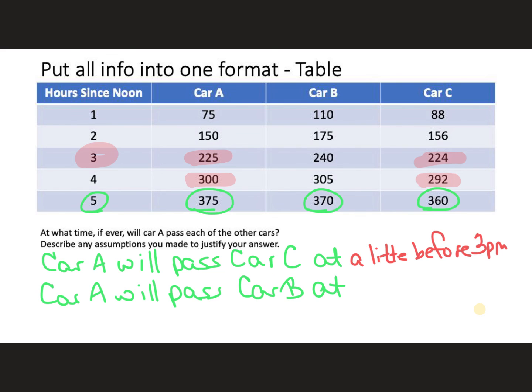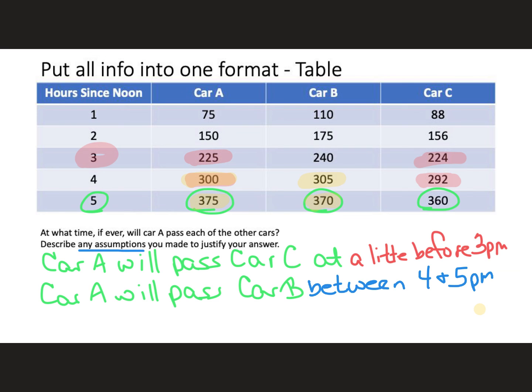Now let's look at when we'll pass car B. So, again, we can see here that 375, 370, so we've obviously passed it. But we hadn't passed it here. It's past us at hour 4. So it must be between 4 and 5 p.m. So I'm actually going to erase this. I'm going to say between 4 and 5 p.m.